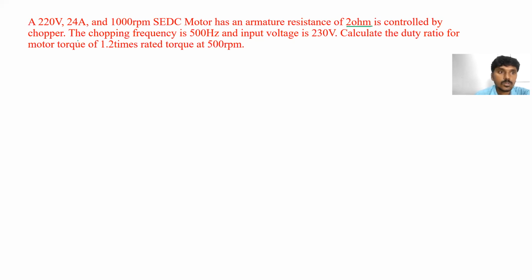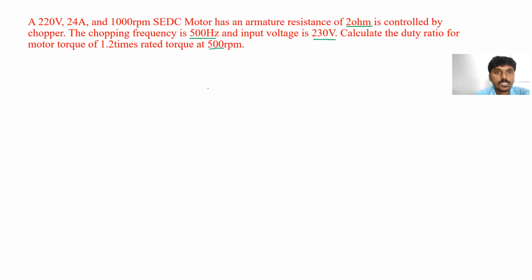It is controlled by the chopper. The chopping frequency is 500 Hz, and input voltage 230 volts. Calculate the duty ratio for motor torque of 1.2 times the rated torque at 500 RPM.